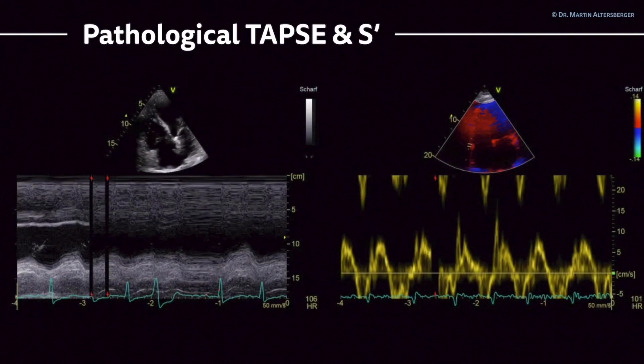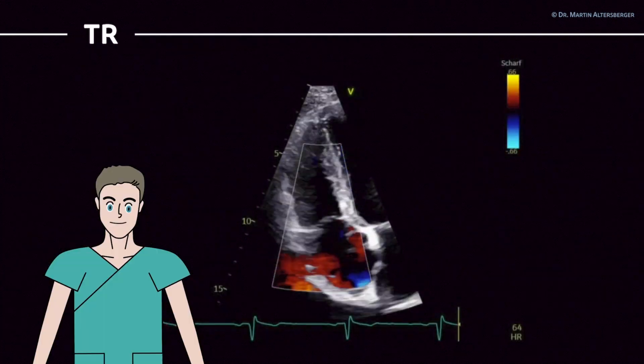Here are examples of pathological measurements. You see a patient with a severely dilated right ventricle, dilated left ventricle, dilated atria, severely reduced left ventricular function, also severely reduced right ventricular function. You do see here the measurement of the TAPSE. It looks varying because the patient also has atrial fibrillation, but it's definitely reduced. By means of the S prime, it's also reduced in the same patient when you perform this measurement.